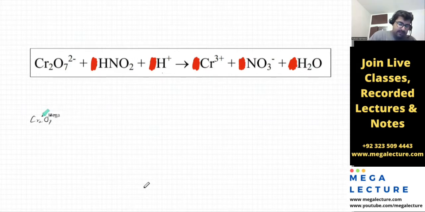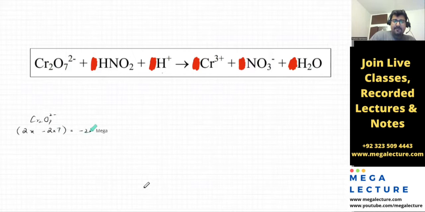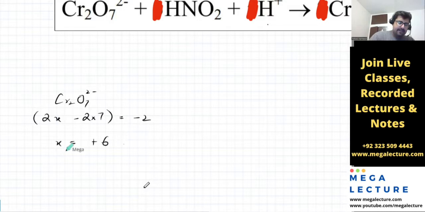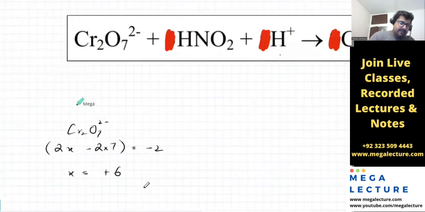Cr का कुछ नहीं पता, so that's X. And there are 2 of them, so that's 2X. Oxygen is -2, and there's 7 of them. And they should all add up to be equal to the total charge, which is -2 in this case. So if I solve this, X will come out to be +6. So that means this Cr over here is +6. Oxygen was -2.